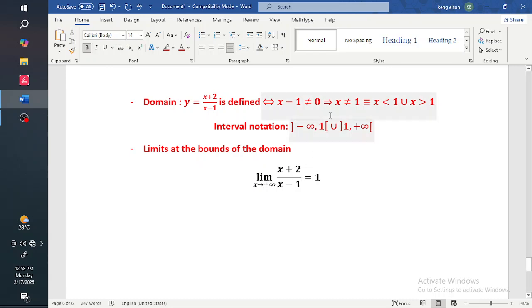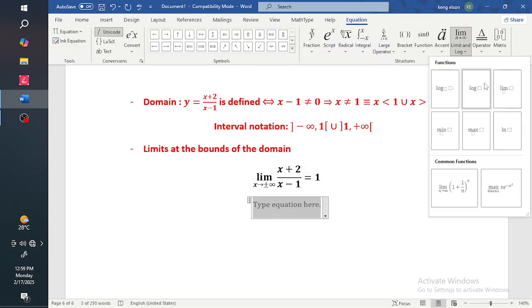Now we need to find the limit as x tends to 1 from below. Below means that you are less than 1. You see, in this interval here, you are less than 1. And above means you are greater than 1. In this interval, you are greater than 1. Be very close to 1 though. Alright, so now let's get the limit as x tends to 1 from below.